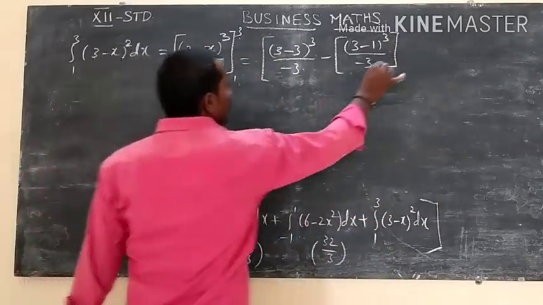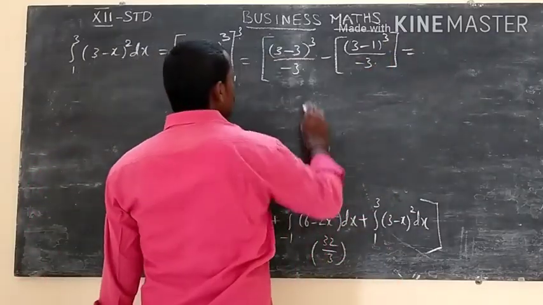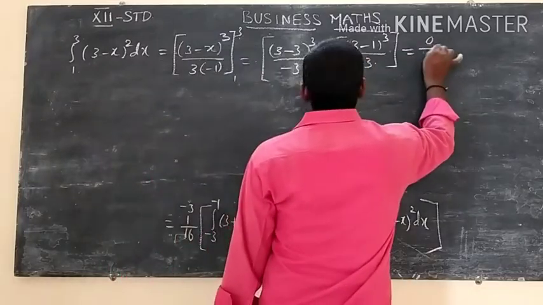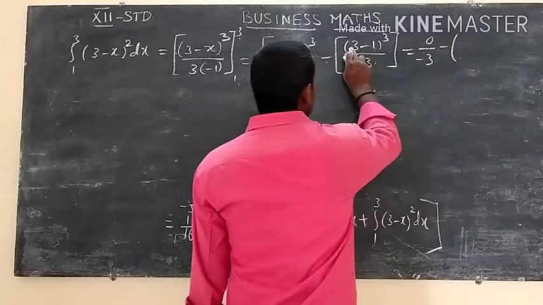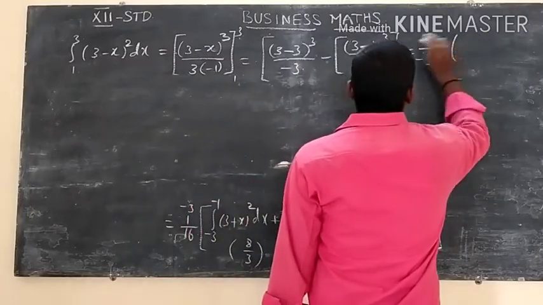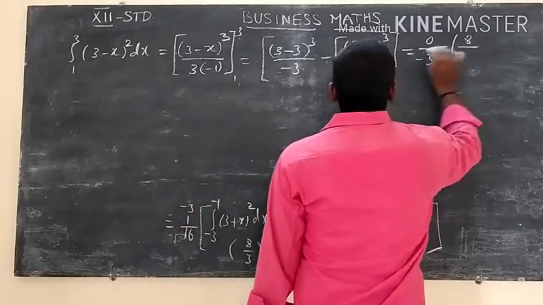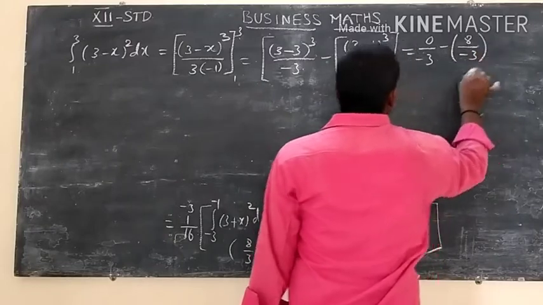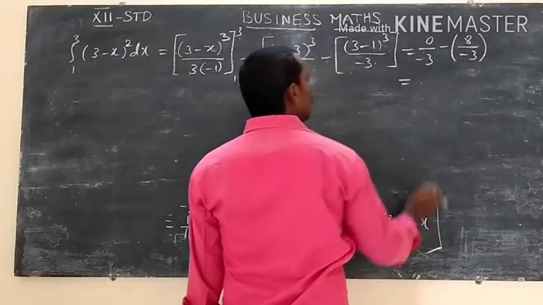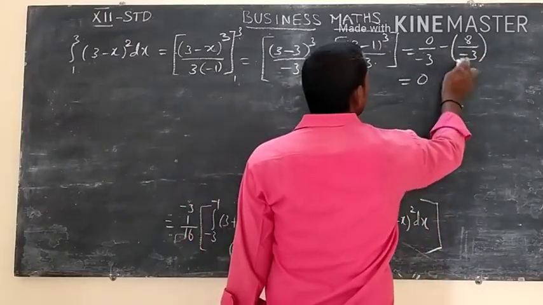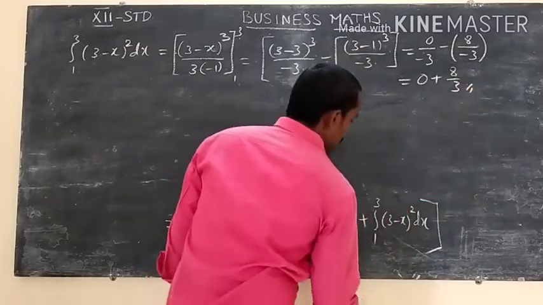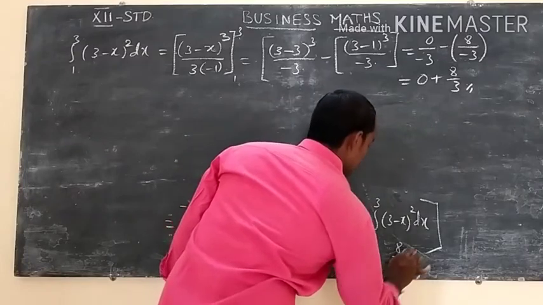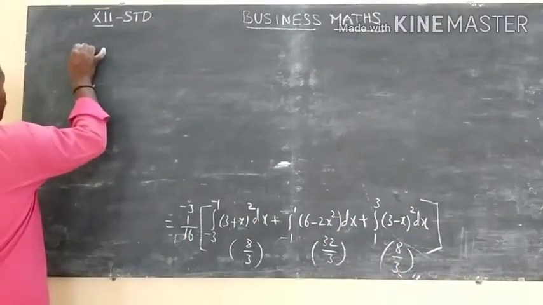Okay. That's equal to 3 minus 3 is 0. 0 cube is 0. 0 by minus 3 and minus of 3 minus 1 is 2. 2 cube is 8. 8 by minus 3. Okay. This is equal to, this is 0. This is minus into minus plus 8 by 3. So the third value is also 8 by 3.